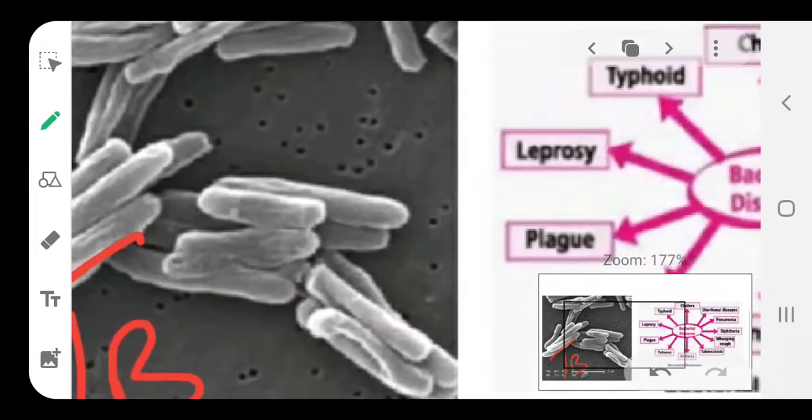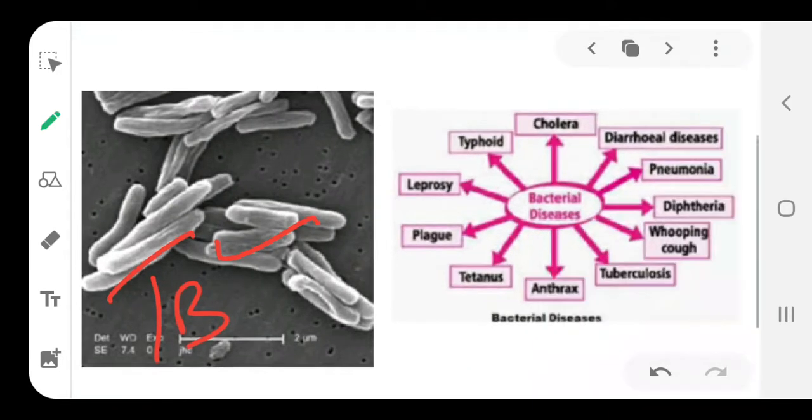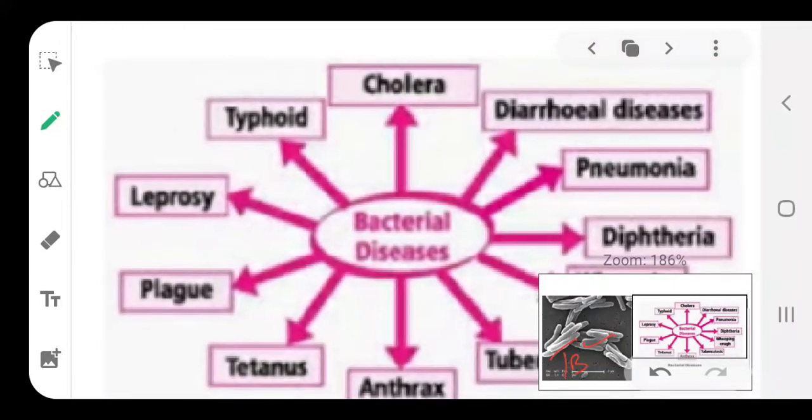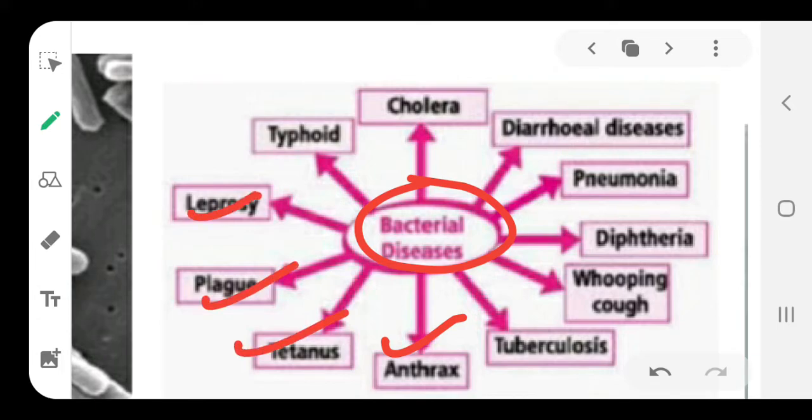Now, this is again the magnified form of the bacterium that causes the disease called tuberculosis. And this approximate flowchart gives you an idea of what all diseases this microbe called bacterium causes. Only some of them are there. You might have read about anthrax last year, then tetanus, plague, leprosy, these names are known to you, then diphtheria, pneumonia. You can see the whole plethora of diseases caused by them.